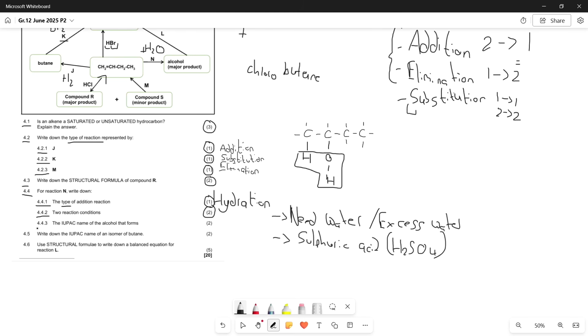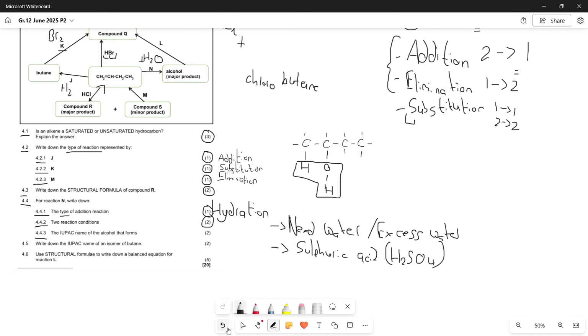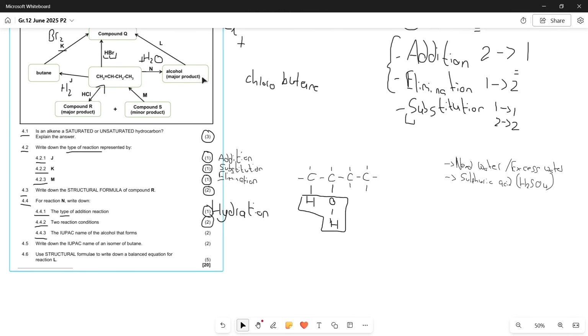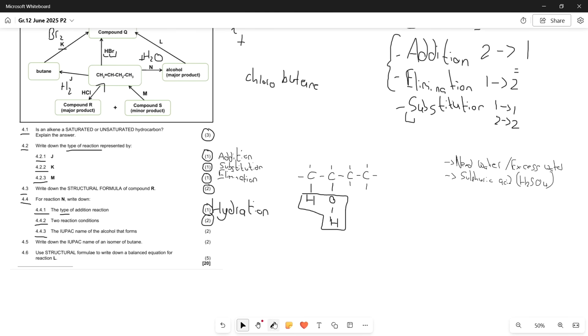And then 4.4.3 over here says the IUPAC name of the alcohol that forms, which means we have already drawn it here. We know that our OH is on the second C in our carbon chain, and they told us it is a major product, and that is also why it's on the second C and not the first C. Okay, which means our IUPAC name is meth-eth-prop-but. So we have butane, and then our functional group, our OH, our hydroxyl, is on 2 over here.